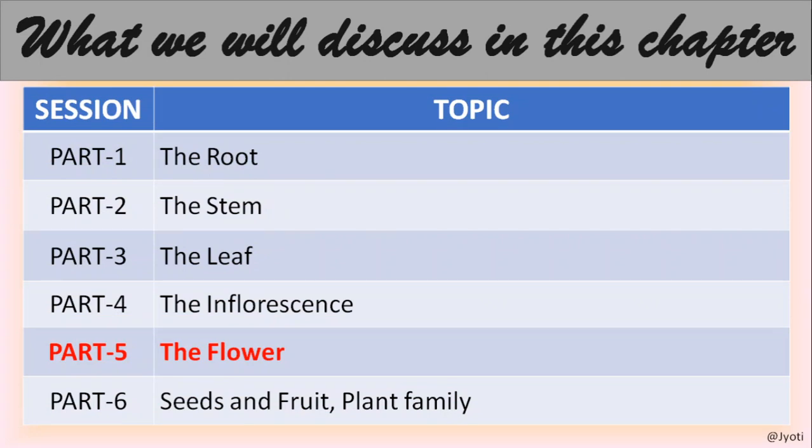Because the flower is the reproductive part, and because of the flower only the generation is continued. The plant generation is continued, and this flower gives rise to the other reproductive parts, that is seed and fruit. Let us start our discussion with flower.